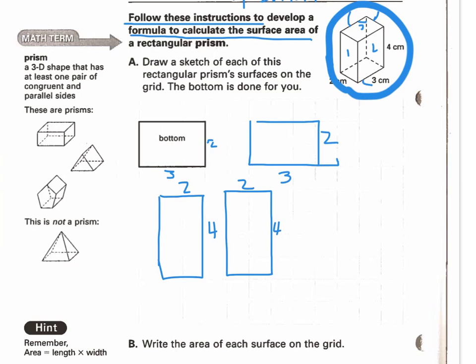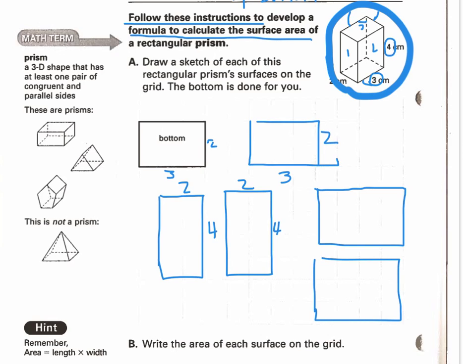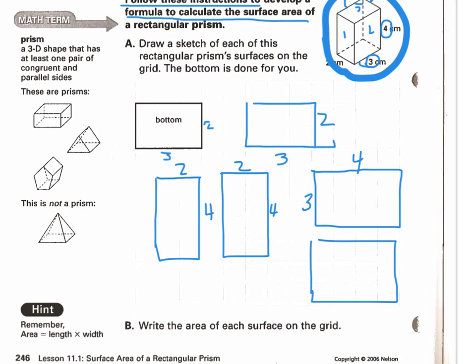Then I also have the front and the back. I have 3 centimeters by 4 centimeters. There is 1, and there is 2, which is 3 by 4. Now we're going to calculate the area of each shape.